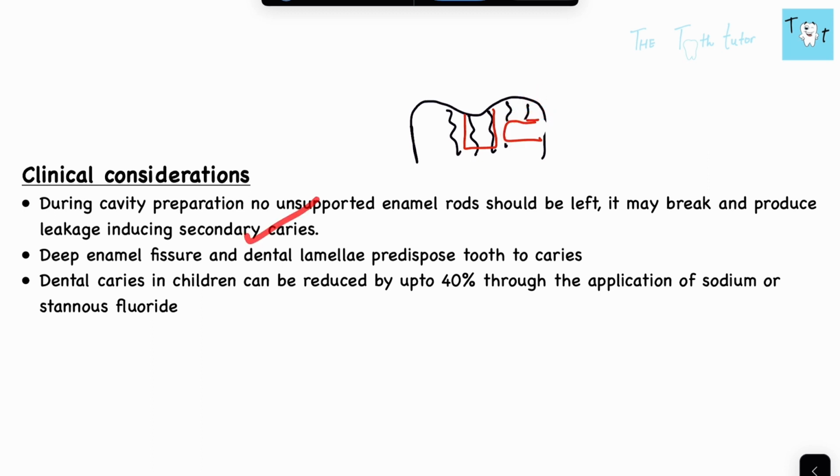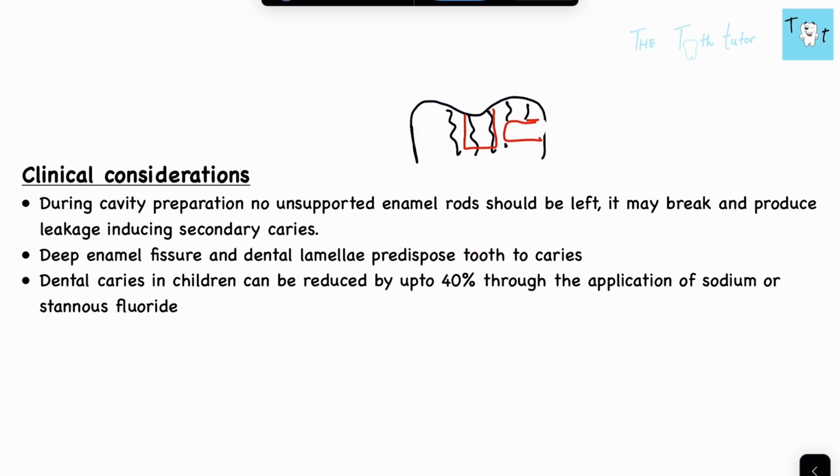Okay, deep enamel fissures and dental lamellae predispose to caries. So it's a similar kind of concept here, leaving a gap. There's a huge organic content in here. In a dental fissure, there is empty space, and in dental lamellae, there is space filled with organic content, which allows bacteria to enter the tooth.